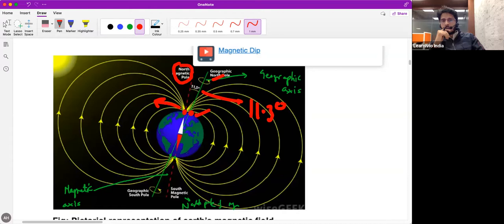If you look at the magnetic field line, it's starting from the south pole and ending at the north pole. It also shows that this magnetic north is actually a south pole. This magnetic south is actually a north.